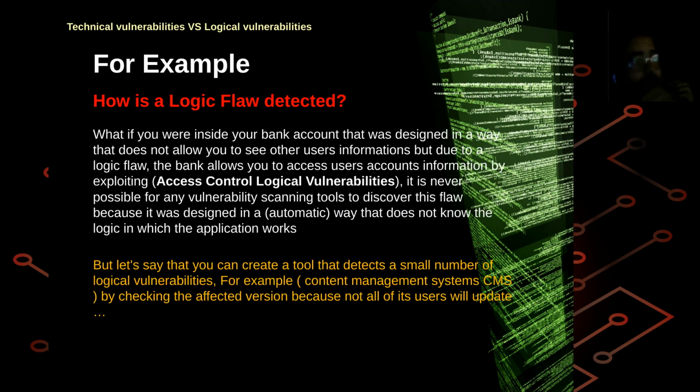But how is a logic flaw detected? What if you were inside your bank account that was designed in a way that does not allow you to see other users' information, but due to a logical flaw, the bank allows you to access users' account information by exploiting access control logical vulnerabilities? It is never possible for any vulnerability scanning tool to discover this flaw because it was designed in an automatic way, so it does not know the logic in which the application works.